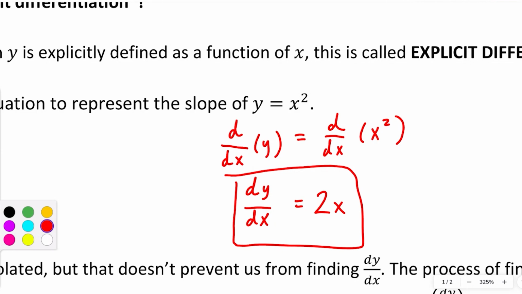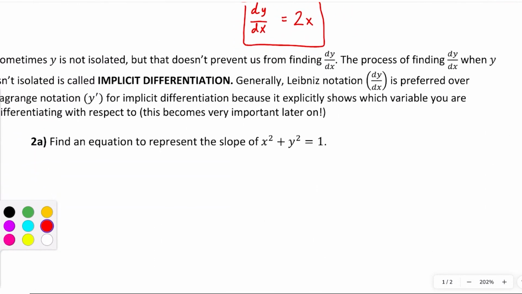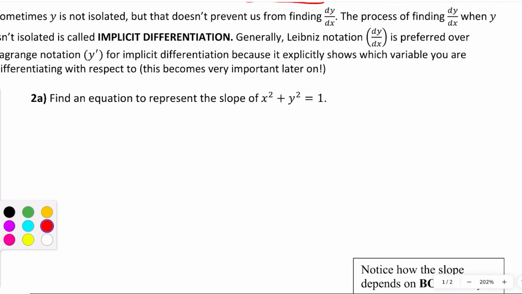But you may be aware that not all equations have the y isolated. In some cases, you can have an equation where y is not a function of x, where you have multiple outputs for any input. So let me show you an example of that. Let's think about this equation. x squared plus y squared equals 1. And let's say I want to find an equation to represent the slope of that graph at any point.